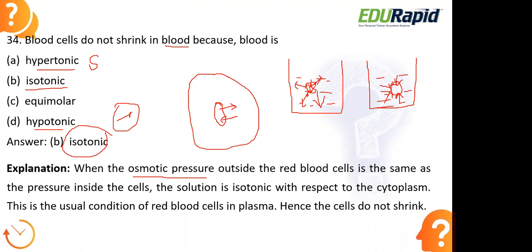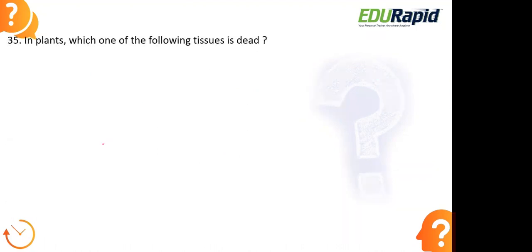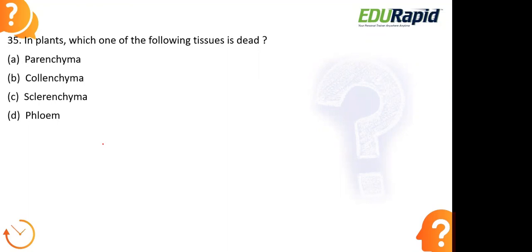Okay, moving to the next question. In plants, which one of the following tissues is dead? Parenchyma, collenchyma, sclerenchyma, phloem.